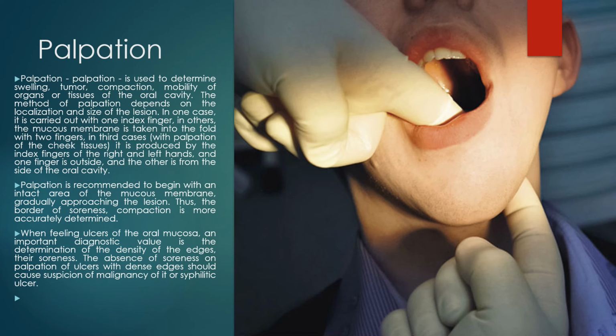Palpation is used to determine swelling, tumor, compaction, mobility of organs or tissues in the oral cavity. The method of palpation depends on the localization and size of the lesion. In one case, it's carried out with one index finger, and in another, the mucous membrane is taken into folds with two fingers. In some cases, the palpation of the cheek tissues is produced by the index fingers of the right and the left hands, with one finger outside and the other inside the oral cavity. The palpation is recommended to begin with an intact area of the mucous membrane, gradually approaching the lesion. Thus, the border of soreness and compaction is more accurately determined.